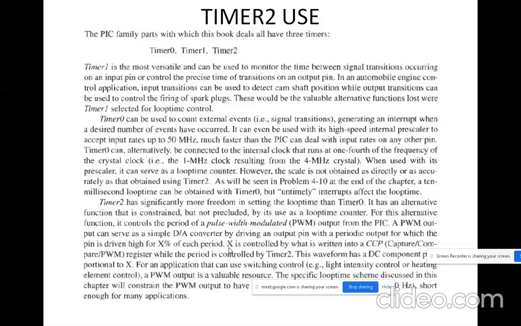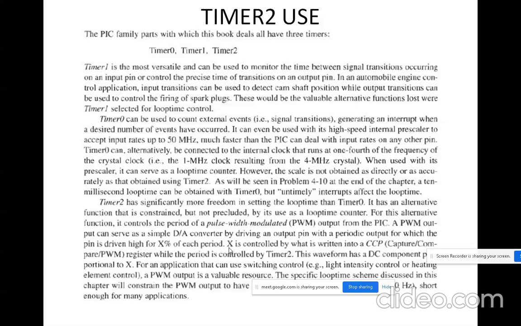Timer 1 is the most versatile and can be used to monitor the time between signal transitions occurring on an input pin, or control the precise time of transition on an output pin. So timer 1 will be watching or monitoring the time between the signal transitions which occur on the input as well as on the output pin.